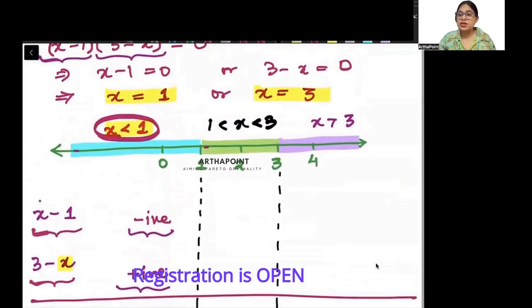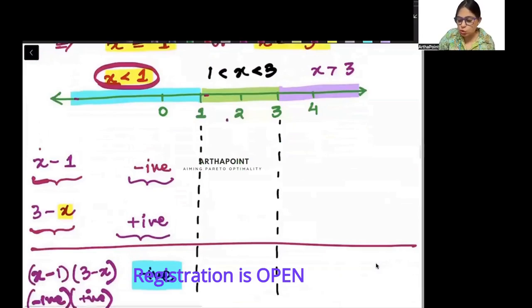Let us go with the next section. So this is x between 1 and 3. Suppose I take x to be 2. 2 is between 1 and 3. So what will be the value here? 2 minus 1, 1. 1 is positive. So positive.